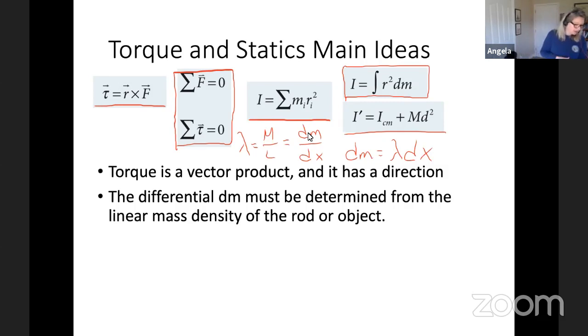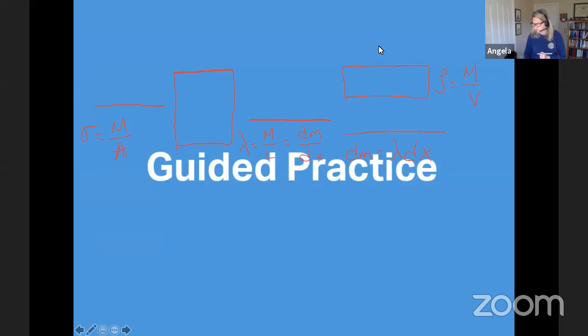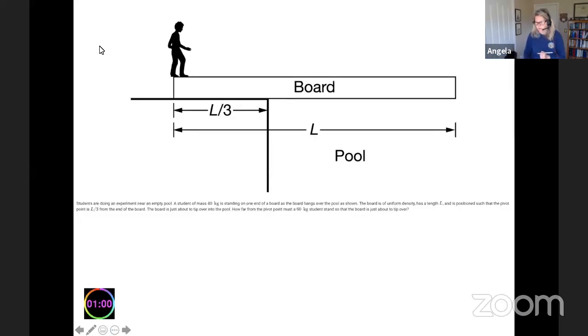If you have a two-dimensional object, you would use mass per unit area. And then I'm sure you remember from chemistry, rho, which is mass over volume. Okay, so these are the different types of densities we use. Parallel axis theorem, like I said, it's for when you have an object that's not spinning about its center of mass. Oh, can you guys try this one?